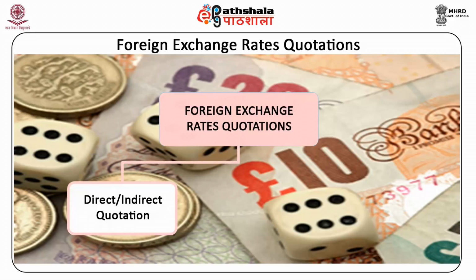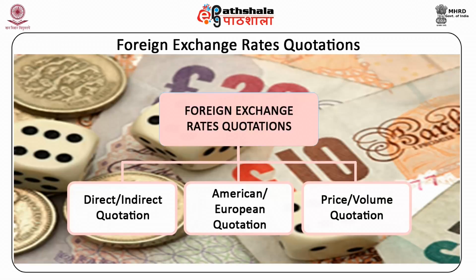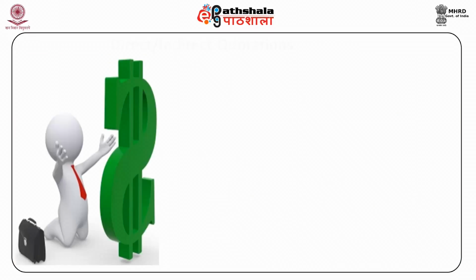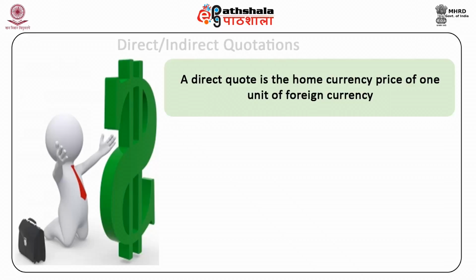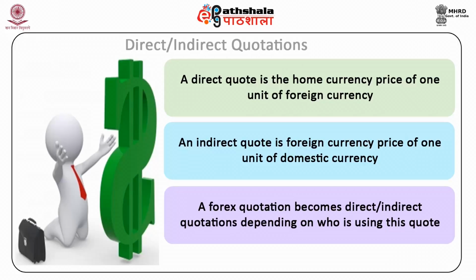Direct or indirect quotation, American or European quotation, price or volume quotation. First one is the direct or indirect quotation. Foreign exchange quotations can also be direct or indirect. A direct quote is the home currency price of one unit of foreign currency. An indirect quote is the foreign currency price of 1 unit of domestic currency. A forex quotation becomes direct or indirect depending on who is using this quote.